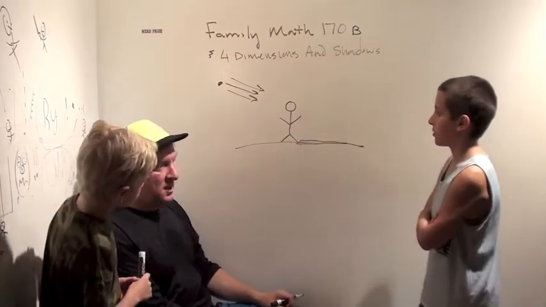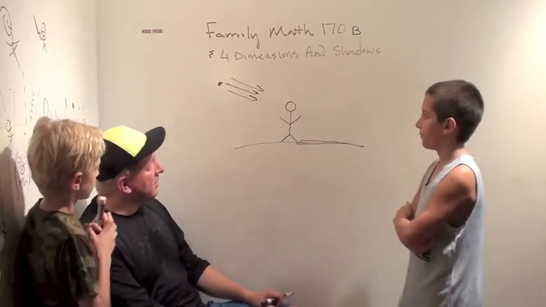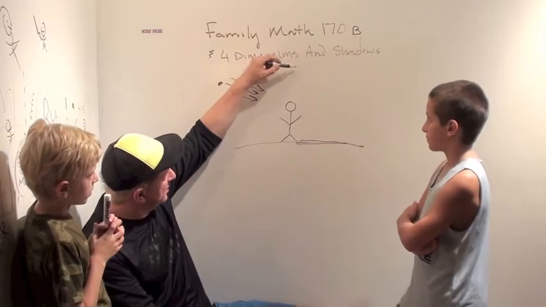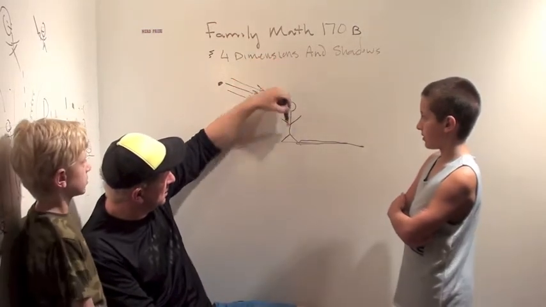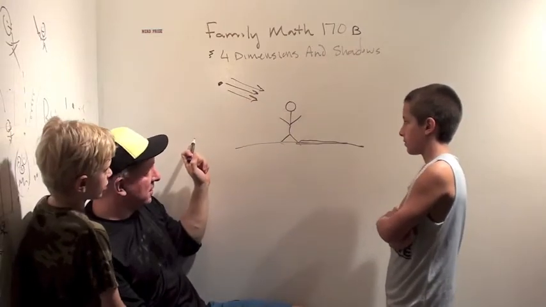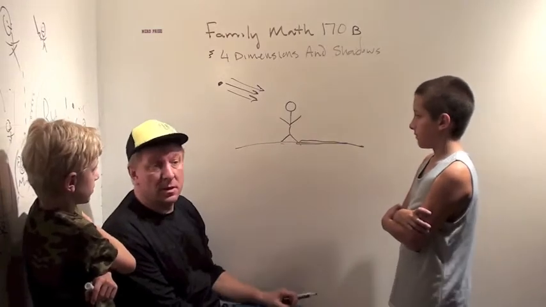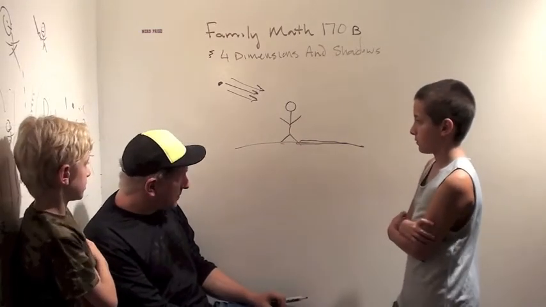Your shadow changes depending on the position of the light source. That's exactly right. When the light is right over your head, the shadow is short. You can't really see it, it's just right below you. And when the light source is very close to the horizon, your shadow gets super long.